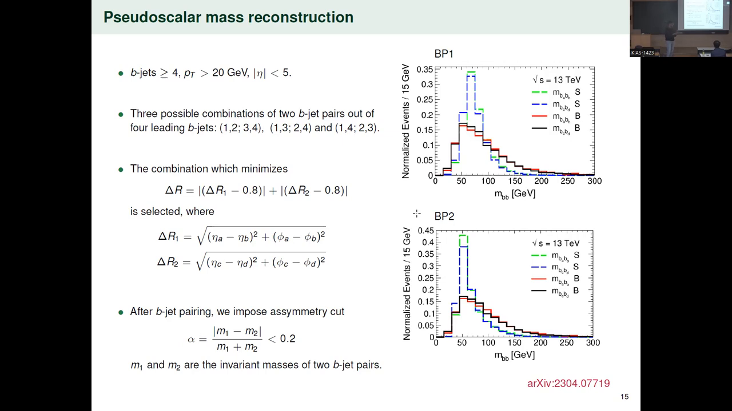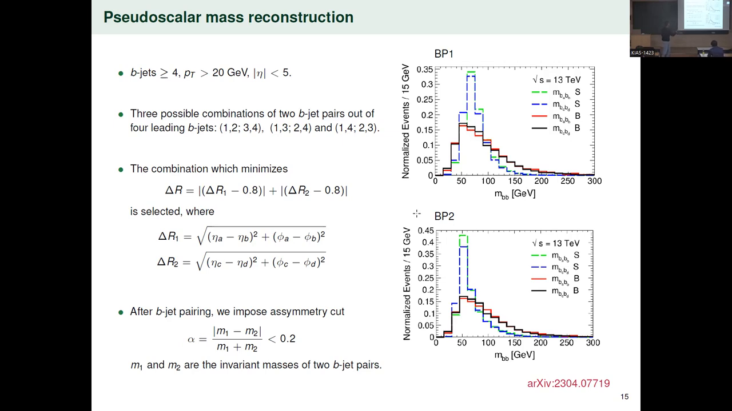Now, if the BJs are coming from the same pseudoscalar, they should be close to each other compared to the BJs which are uncorrelated. That's why we use this pairing algorithm. We have to minimize this quantity, where delta R1 and delta R2 for a given combination are given like this. When this is minimum, that means the BJs are close to each other. But we also put an offset of 0.8 to avoid the pairings in which the BJs are overlapping with each other beyond 0.8. So this is how we identify the two BJ pairs, and then we put an asymmetry cut on the BJ pairs.